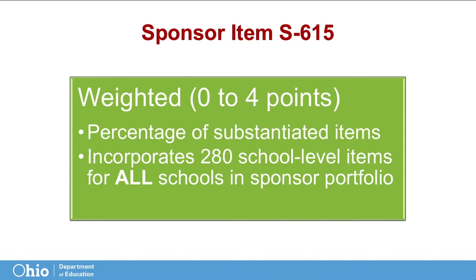Item S615 incorporates the 280 school-level items for all sponsored schools to demonstrate sponsor oversight of schools. To assess this item, the third-party vendor reviews all submitted documentation for each school in the sponsor's portfolio. For item S615, a sponsor receives a score of 0, 1, 2, 3, or 4 points. The points received by a sponsor for this item depend on its percentage of substantiated compliance items.